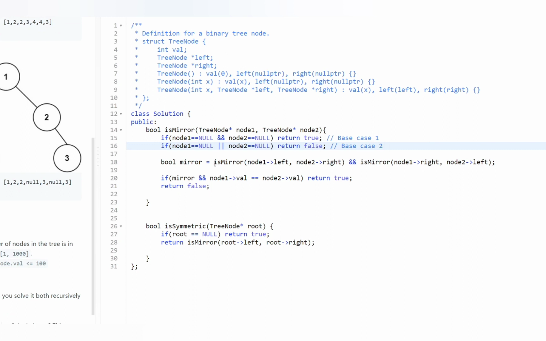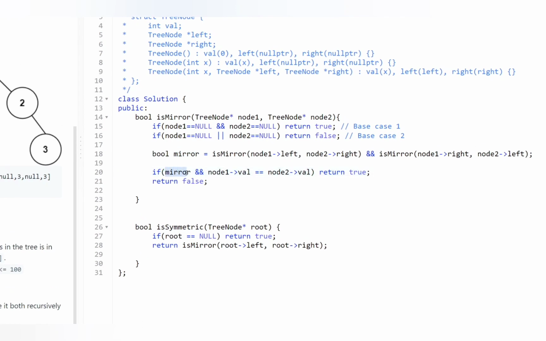Then we are checking this condition. If the left side of node 1 is a mirror of the right side of node 2, and the right side of node 1 is a mirror of the left side of node 2, if both of these conditions are true, then it will be a mirror, right? It is one of the conditions for it to be a mirror. And if any of them is not true, then our trees are not mirrored to each other, right? These two are the recursive calls that we are making, and I'm storing the result of both these conditions in a boolean variable called mirror, right?